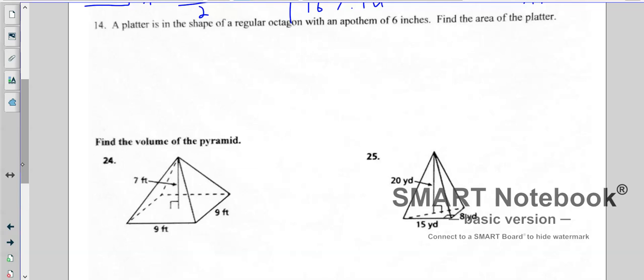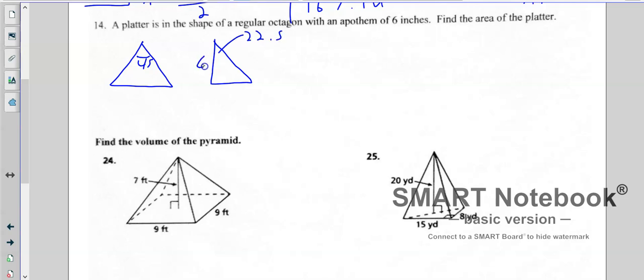And one more, we have a platter that's the shape of a regular octagon, okay, with an apothem of 6. So I'm not going to bother drawing the entire octagon. I'm just going to draw one of the triangles. Okay, if it's an octagon, that means we're going to divide by 8, which means this central angle is going to be 45. When we split that, that's going to give us 22.5 for this angle, this central angle divided by 2.